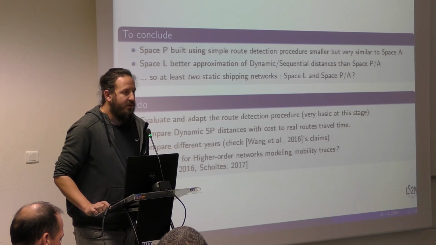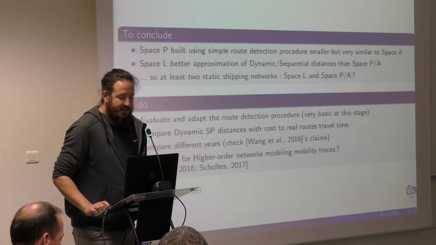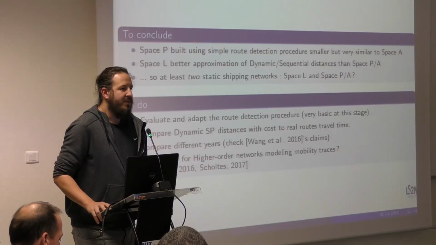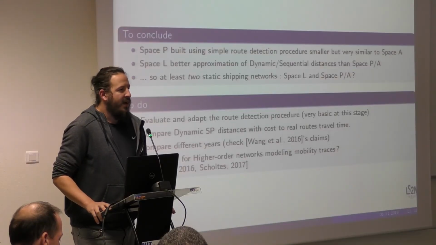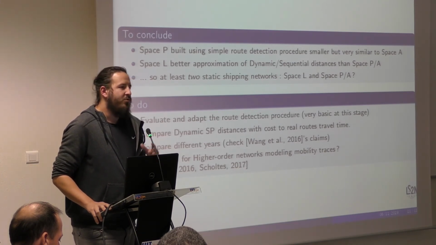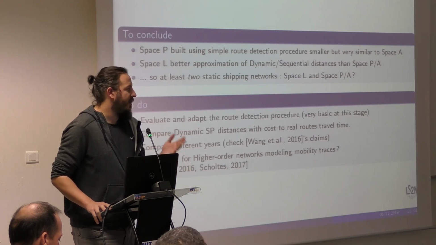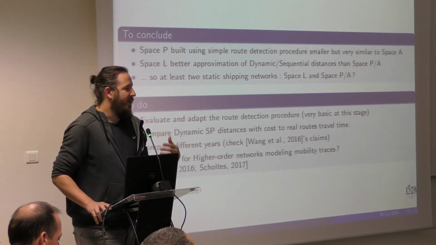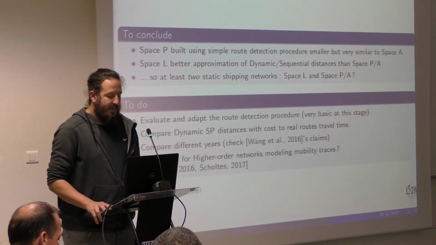So, to conclude, we can say that maybe the fact that the direct connection space L is a better approximation is not that surprising, because the idea behind space P and space A is to say that we don't really care about the number of steps it takes or the time it takes to go somewhere. We just want to know that we can reach this place from another place.